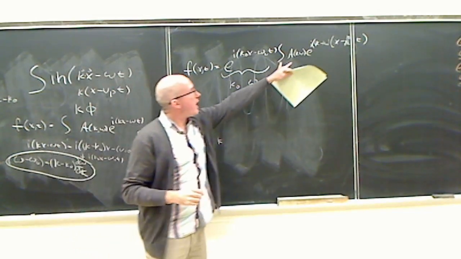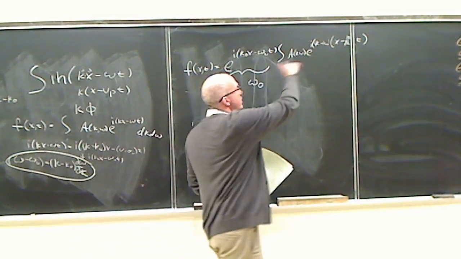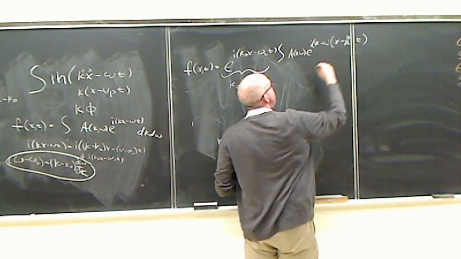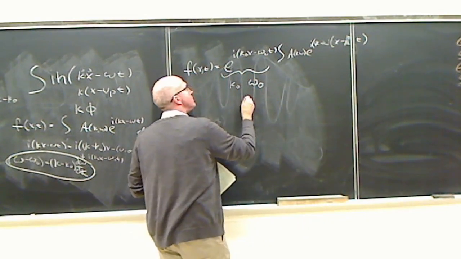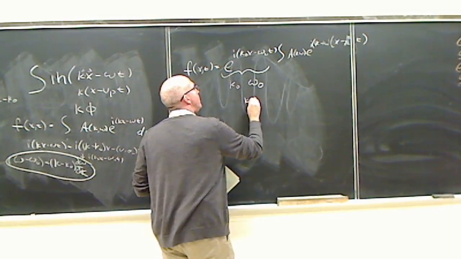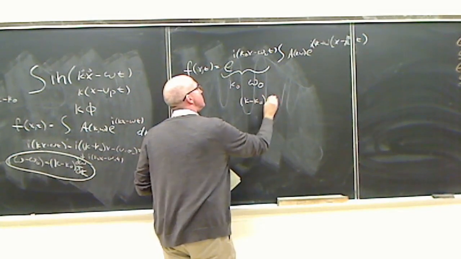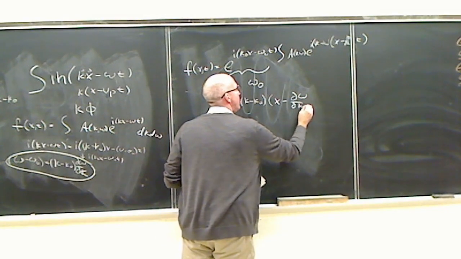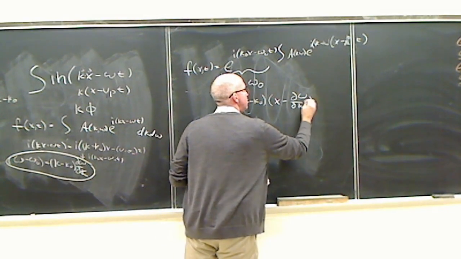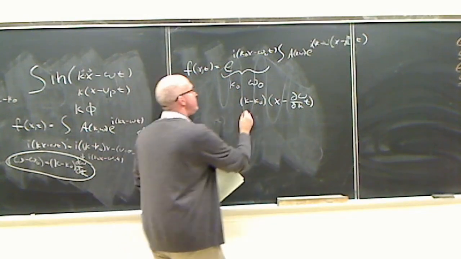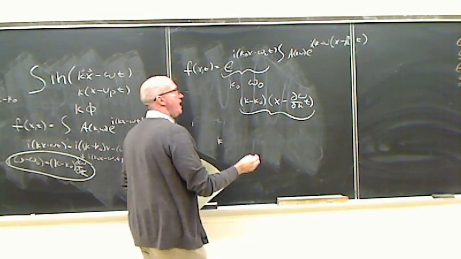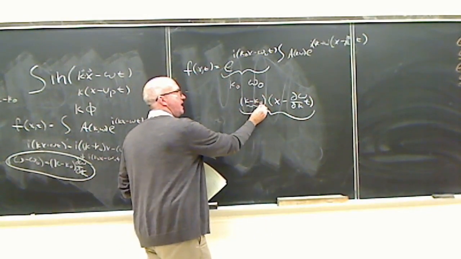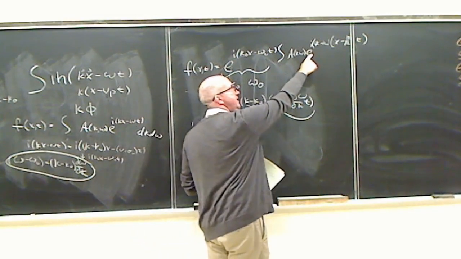And then this other part is a Fourier transform of stuff, but its behavior is up here at the top. The behavior at the top is k minus k naught times x minus d omega dk t. So this thing is a wave with a wavenumber k minus k naught. And remember, this is inside the e to the all of this.